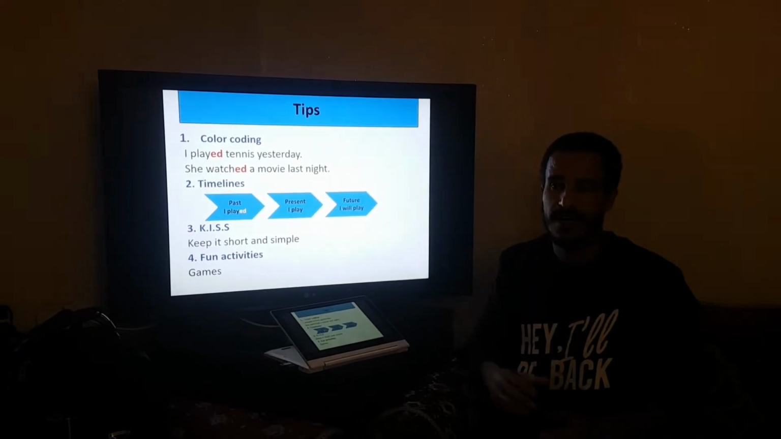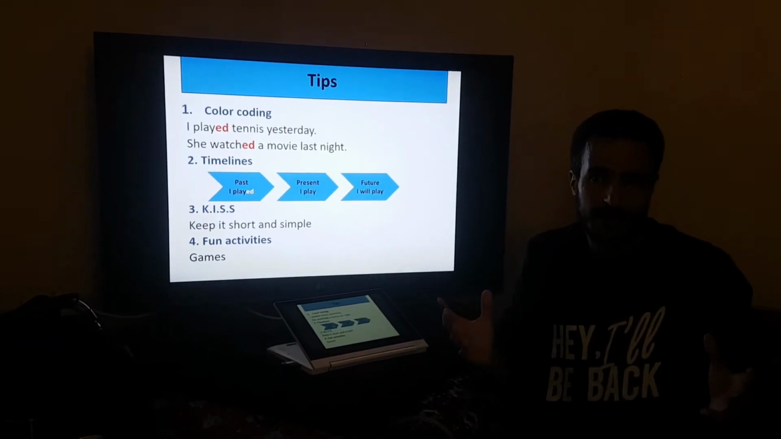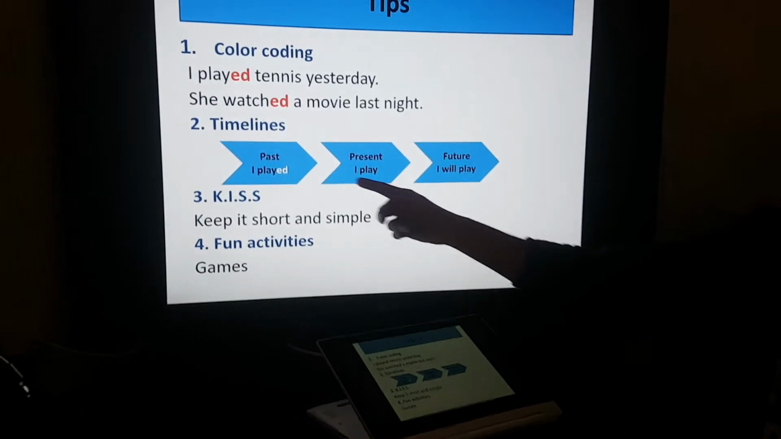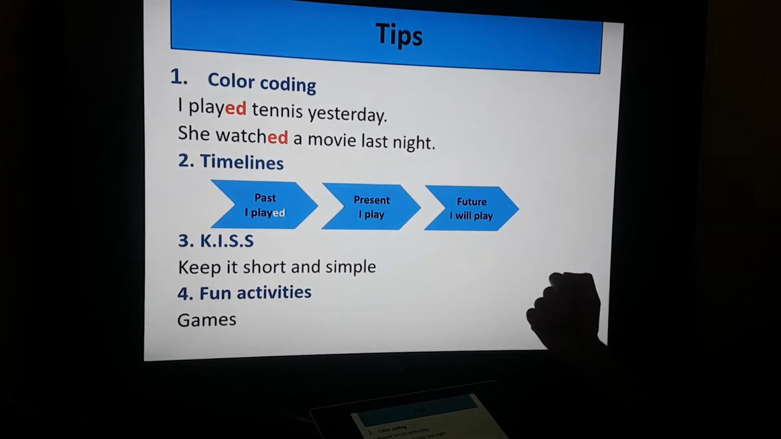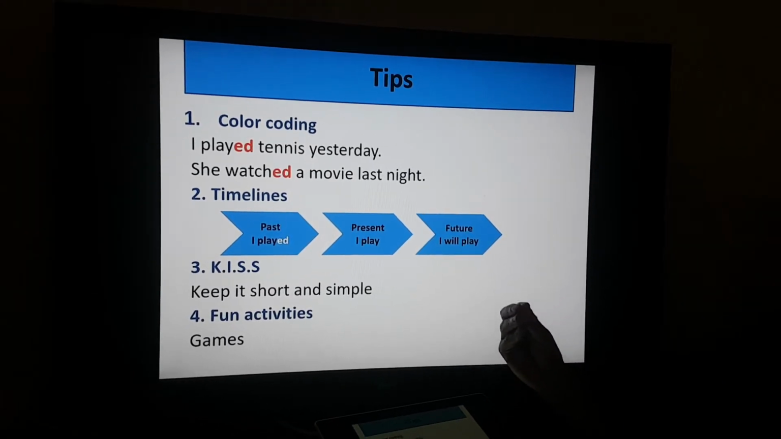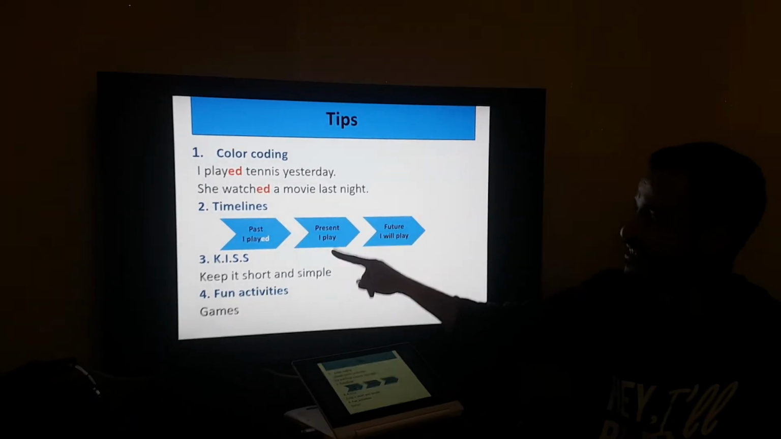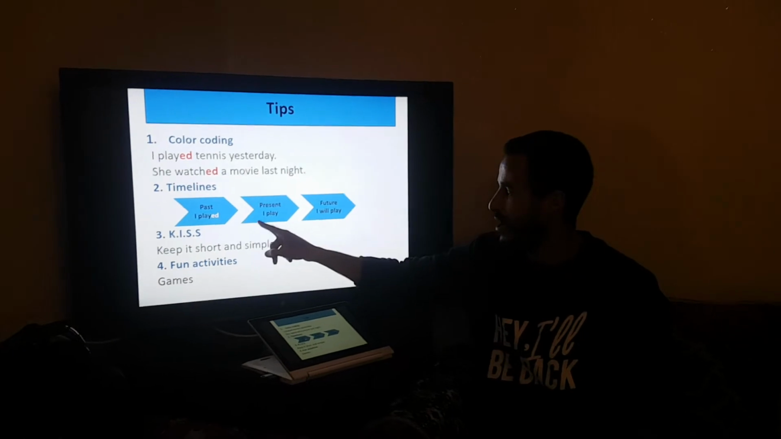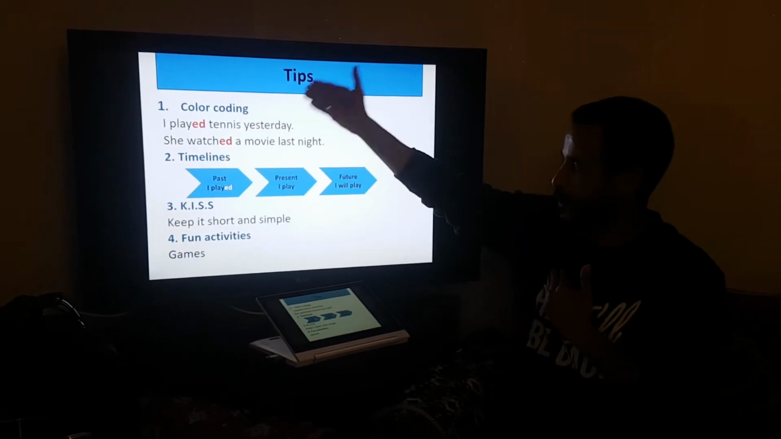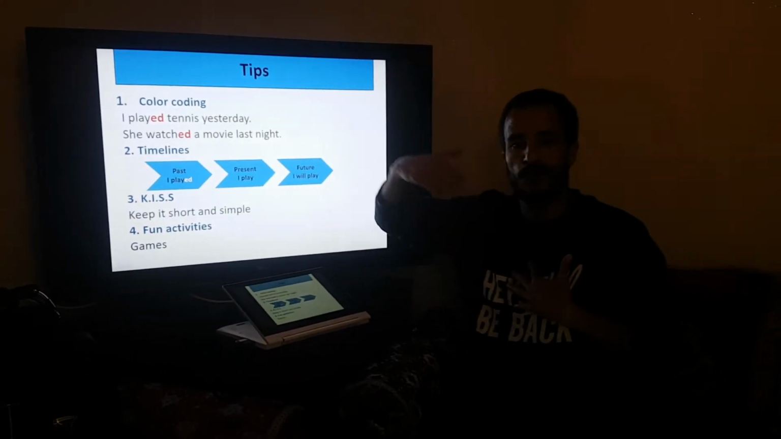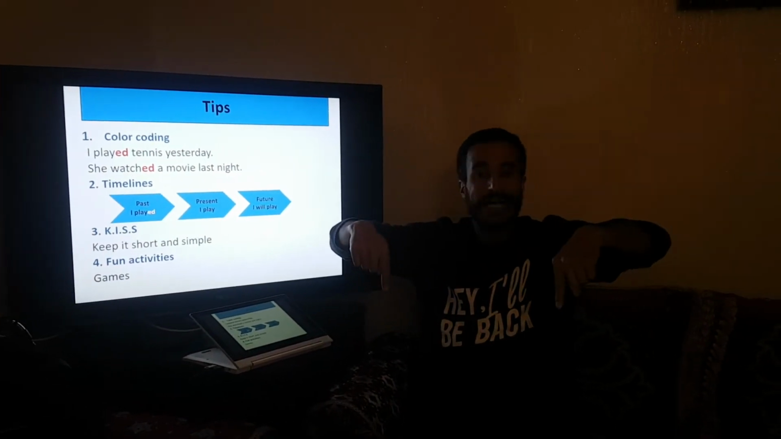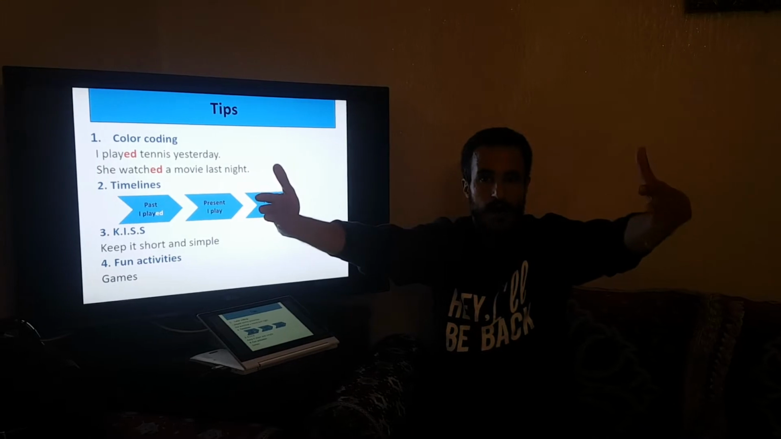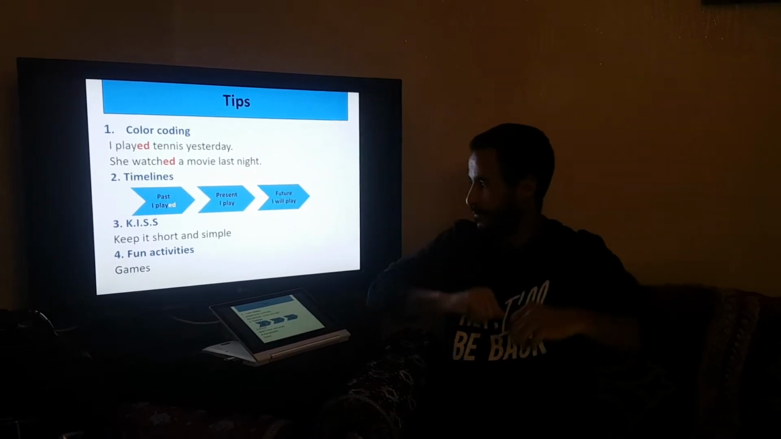Number two, you can use diagramming. It can be a timeline. As you see here, there is the past, the present, and the future. It's very good to help students compare and contrast the tenses. So I played, I play, I will play. You can also use your body language. Yesterday, I played. Now, I am playing. Tomorrow, I'm going to play, or I will play.